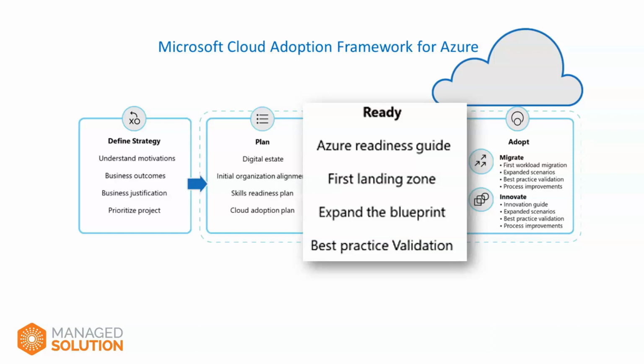Now, you also want to understand what you want to start moving. What is that first landing zone going to be? What is that first workload that's going to migrate? You want to also expand the blueprint. Think about expanding beyond that first landing zone. And then always follow best practice and validate it.